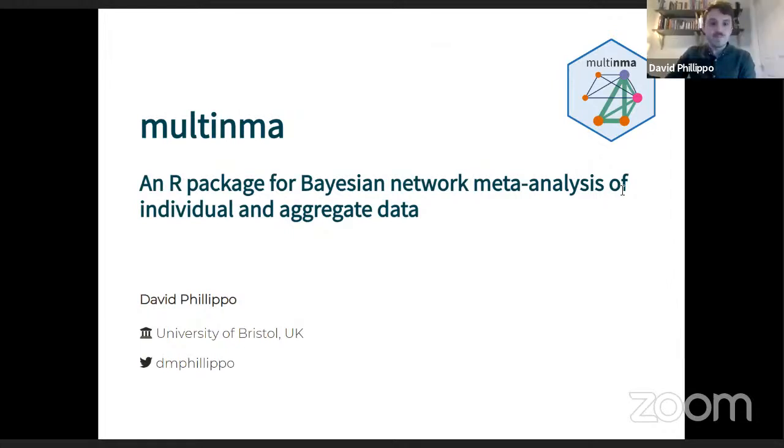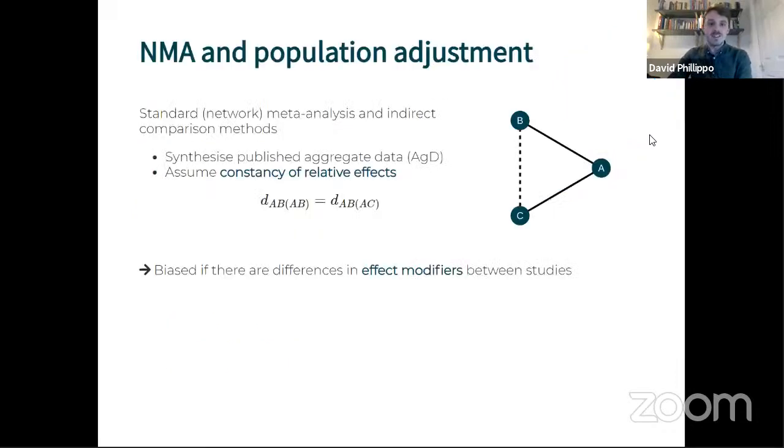Thank you very much. So today I'm going to talk to you about a new package, multinma, which is for performing Bayesian network meta-analysis of individual and aggregate level data. So standard network meta-analysis and indirect comparison methods synthesize published aggregate data from each study under the assumption of constancy of relative effects. And what that means, for example, for an indirect comparison, is that the AB effect that we see in the AB study is exactly the same as we'd expect to see in the AC study if that study had included a B arm as well.